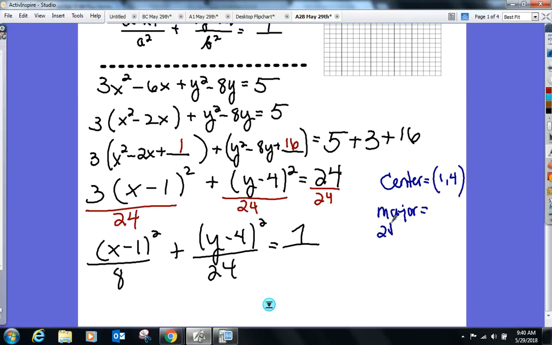So the major axis is going to be 2 times the square root of 24. You guys can round that for me. What's that going to be? About 9.8. Go ahead and do the minor axes now. What are you taking the square root of now? 8 times 2. And that's about 5.7, yep.